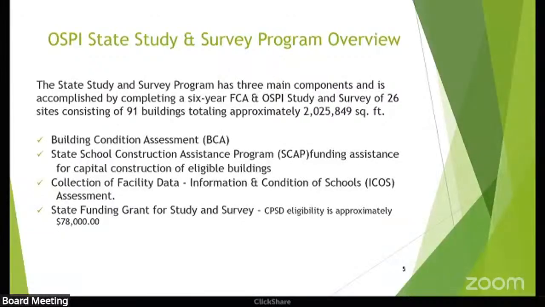things like the state construction assistance program. So to do this and be eligible for that, you've got to have all these in place or you're disqualified from that participation.